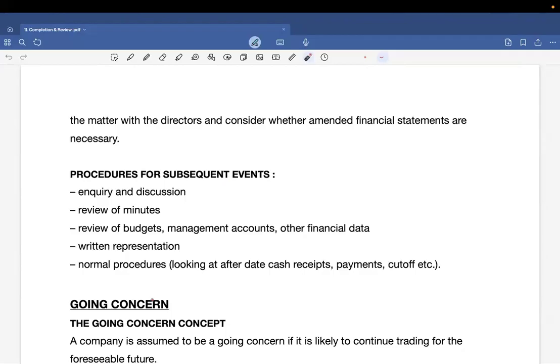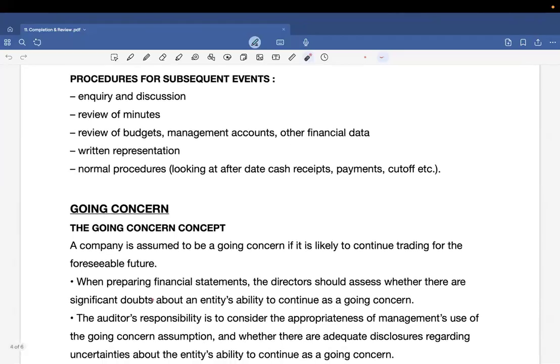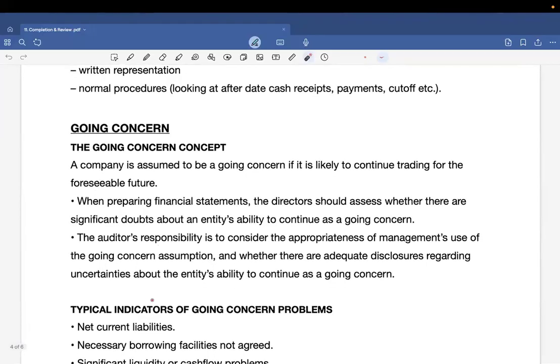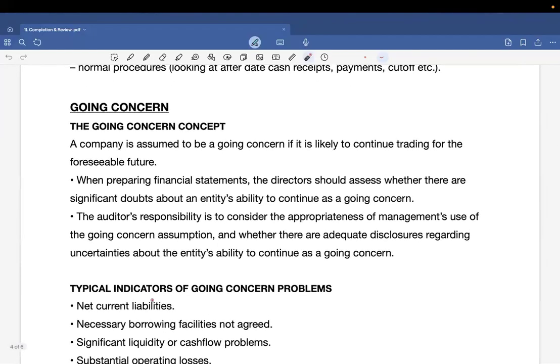We are going to review budget, management accounts, and other financial data that is available with the client. And we are going to do all the normal procedures that we usually do, for example, cash receipts, payments, cutoff, etc. Cutoff is clearly explained in the procedures question practice session, so once you start watching those, you will get to know. Cutoff is not just cash cutoff, it is related with sales and purchases. There are many.